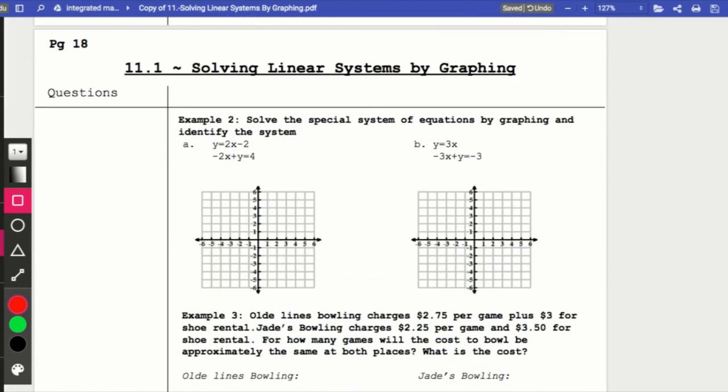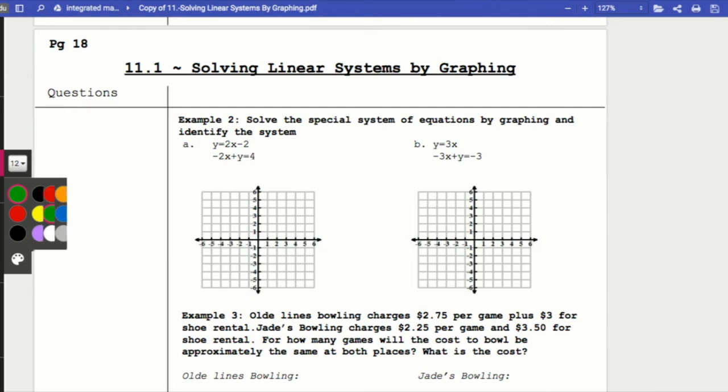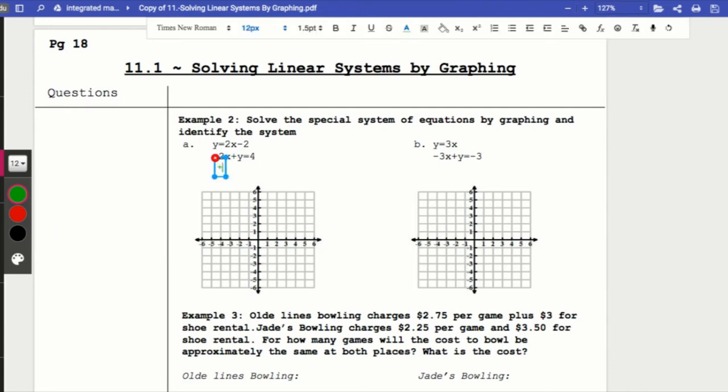So on this one, we're going to graph them, but then what we're additionally going to do is identify how many solutions it has. So 2x minus 2, and then I have negative 2x plus y equals 4. For this one, I'm going to switch it up. To get the second equation, I'm just going to add 2x over. I'm going to actually graph this one in slope-intercept form. So then I'm going to have y is equal to 2x plus 4 for my second equation.